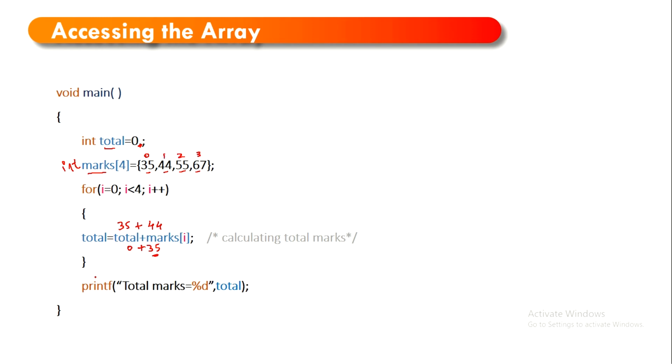Likewise, by the end of this loop, the total will have the sum of all these 4 marks. At the end, we come out of the loop and print the total value. This is how we can access the array. We are just looping through the array and accessing the elements with the help of the index value. This is the index that we are using to access the array elements.